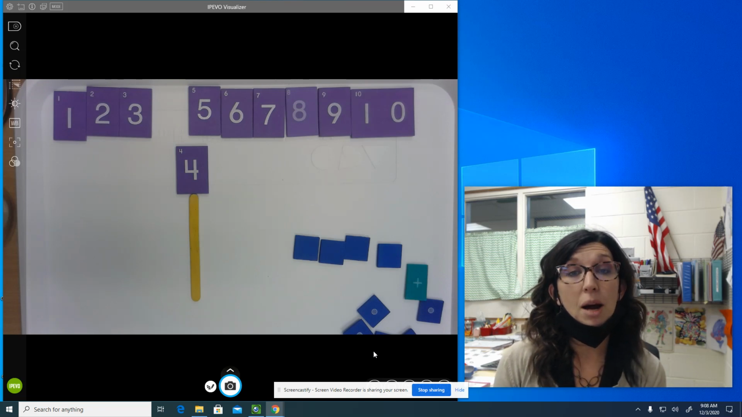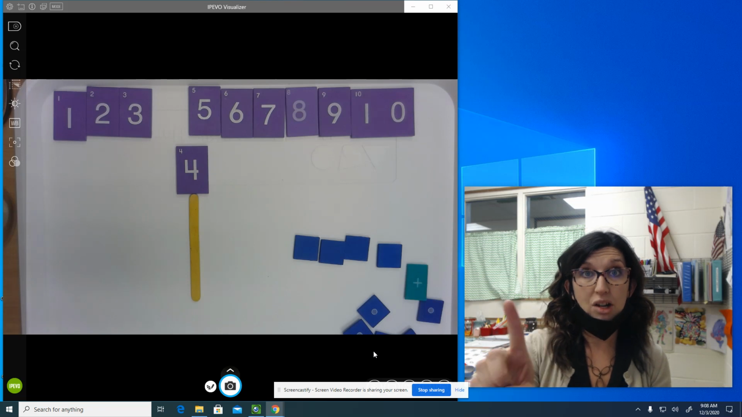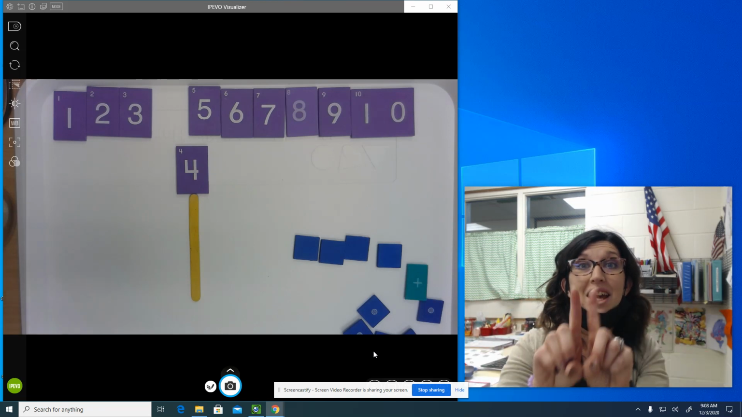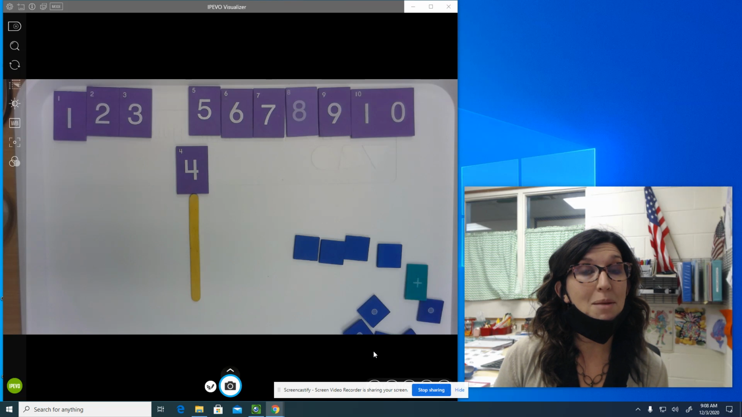But remember, a partner is when one partner and another partner work together to make a bigger number. So think about those addition skills as you're working with partners. We'll see you soon.